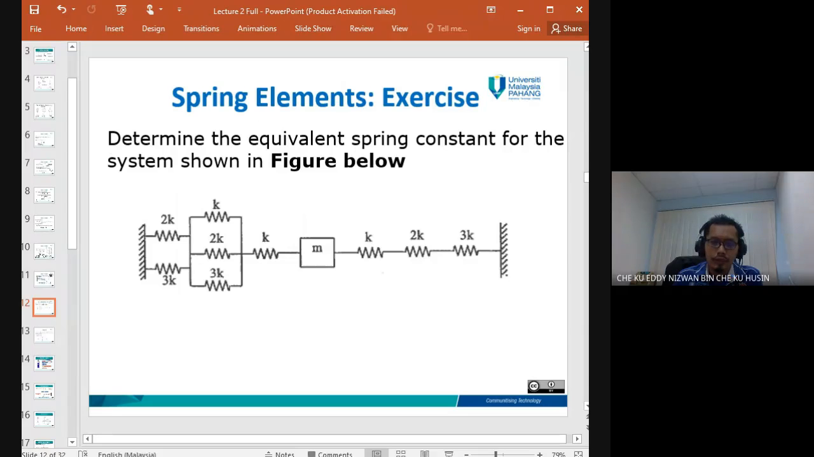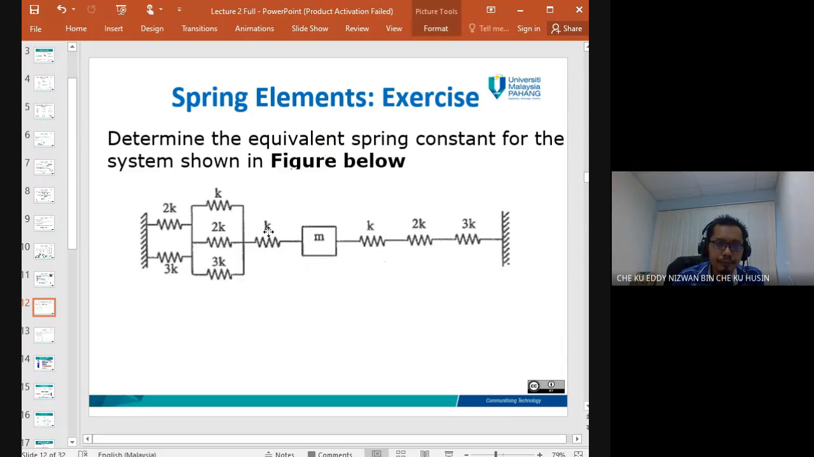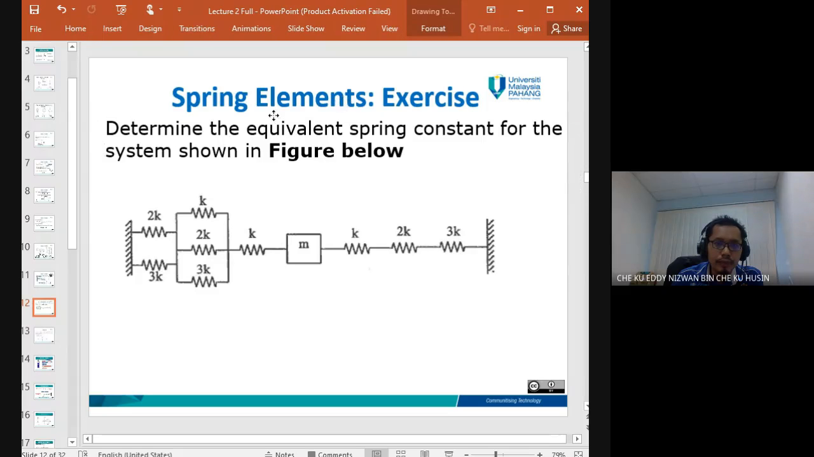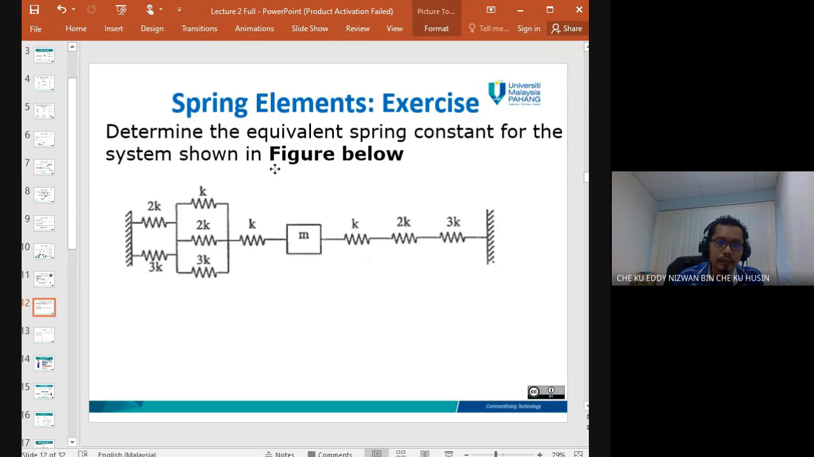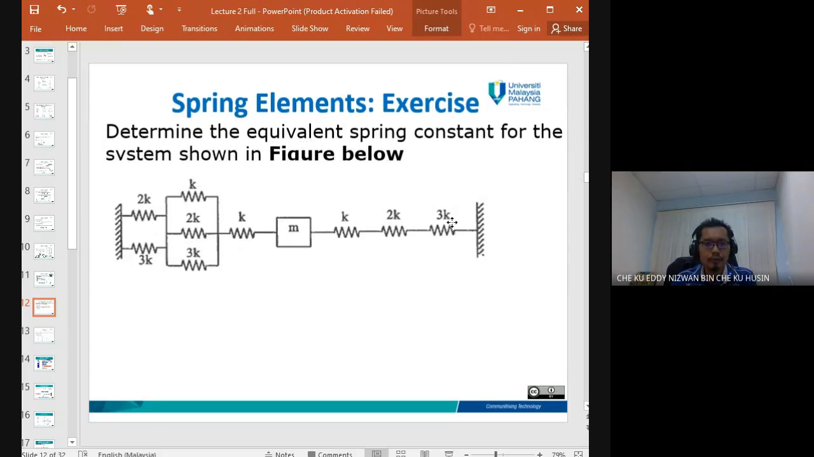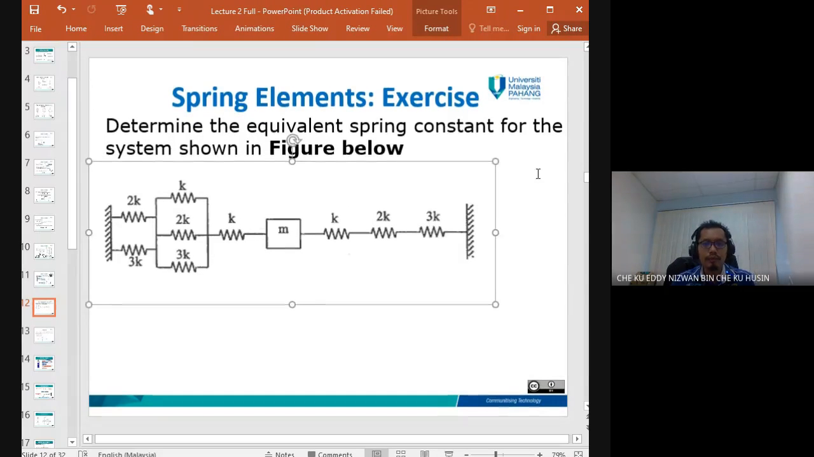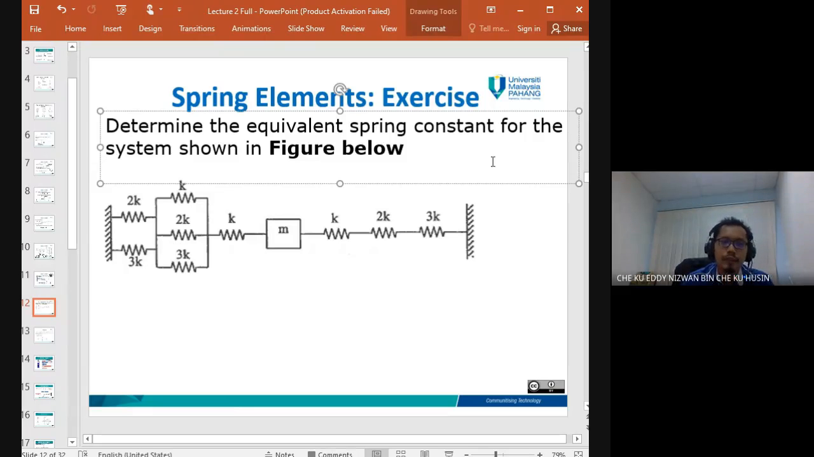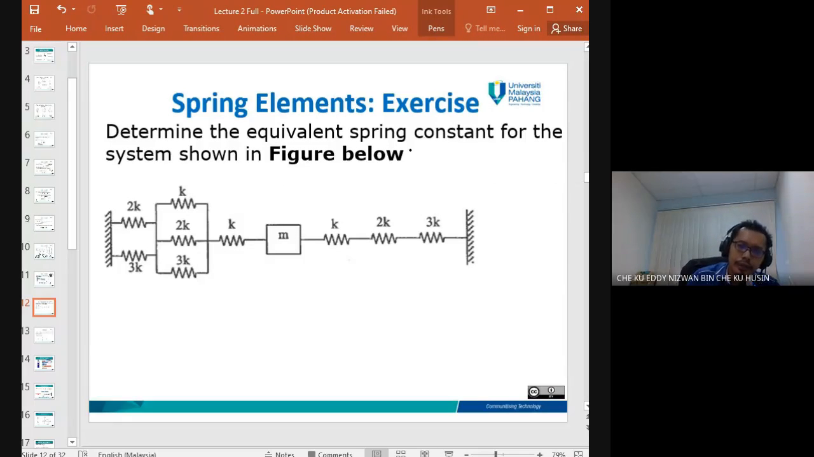Okay, so for this system, first we have to identify whether the arrangement of the springs is parallel or series, so that we can calculate the equivalent stiffness. For this one, because there is a series and parallel combination, we have to solve it part by part. Okay, so we solve for this one.